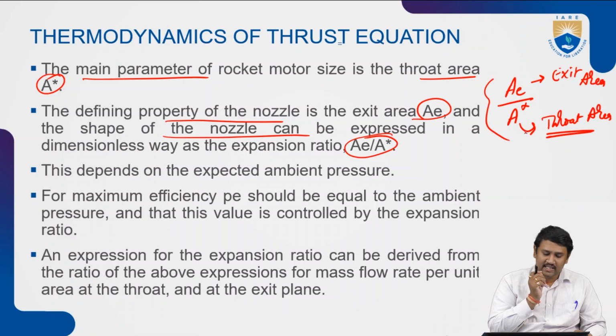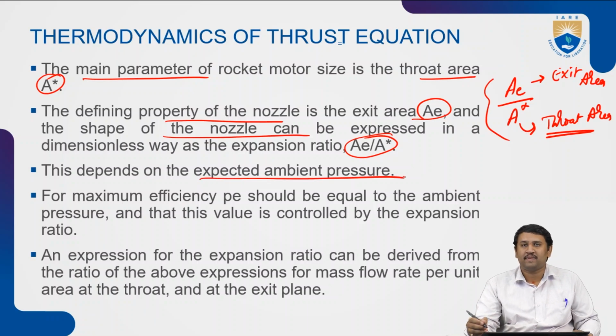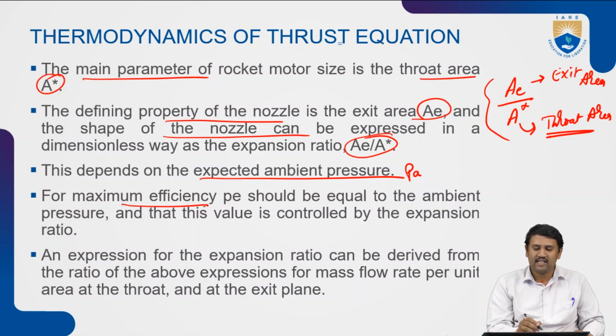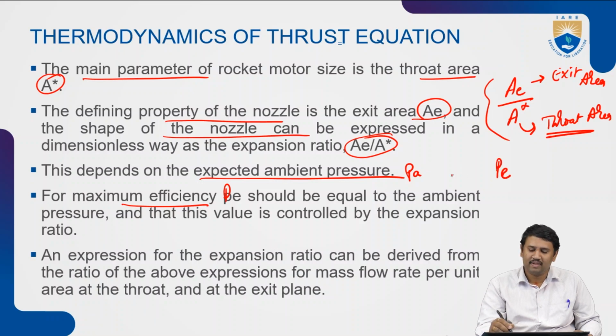Now, this depends on the expected ambient pressure, Pa. In order to have maximum efficiency, the pressure at the exhaust, Pe, should be equal to the ambient pressure.